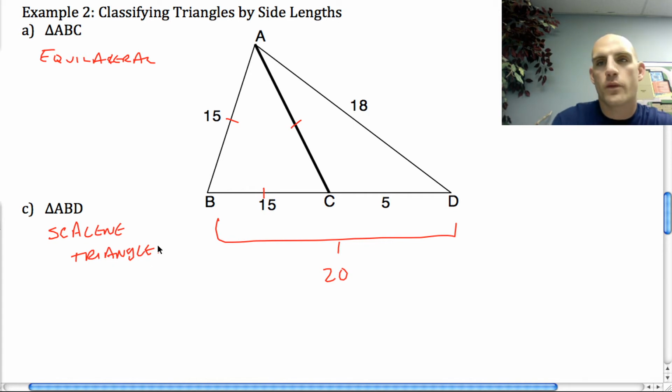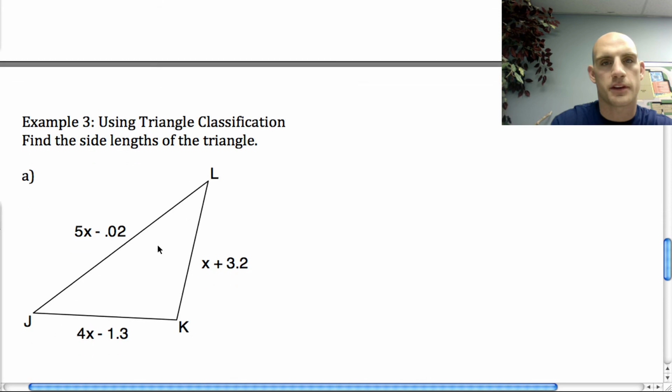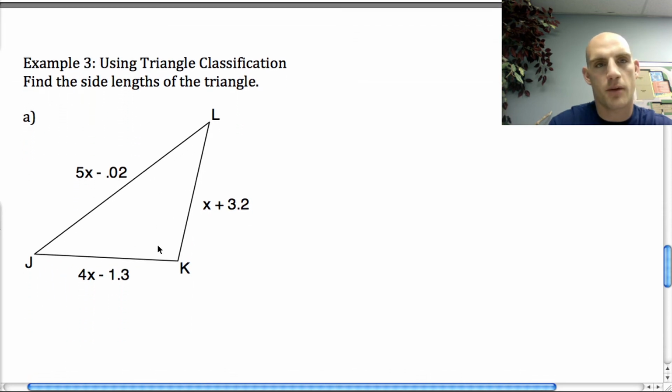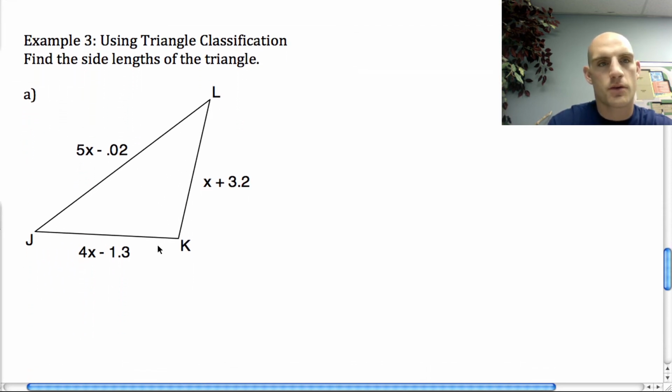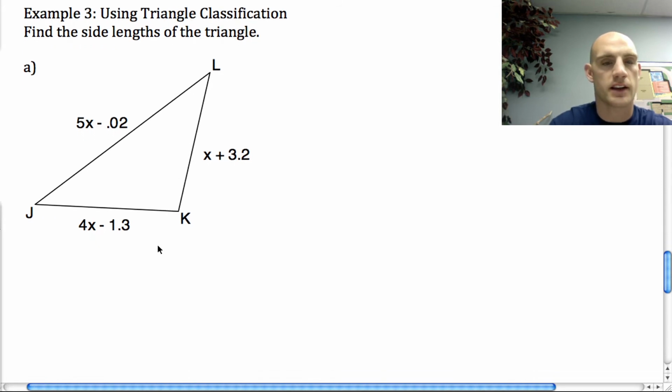Okay, we can classify, and eventually this is what we're moving to. This is our big piece right here. We're going to use the triangle classification to find the side lengths. Okay, and so what we need to know about this figure is that these are marked. So they gave us that. So how do we use that information to find the side lengths? Well, what I'm going to do is I'm going to say, because these 2 are supposed to be the same, I'm going to set them equal to each other.